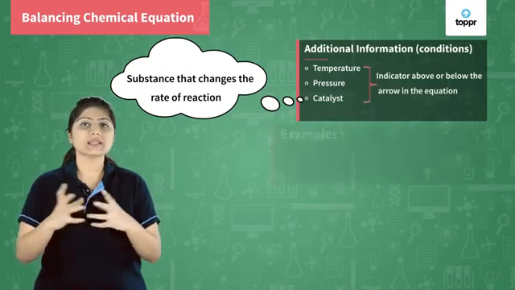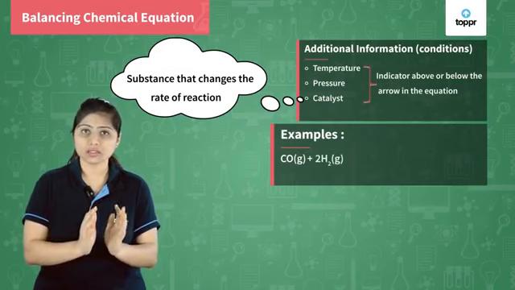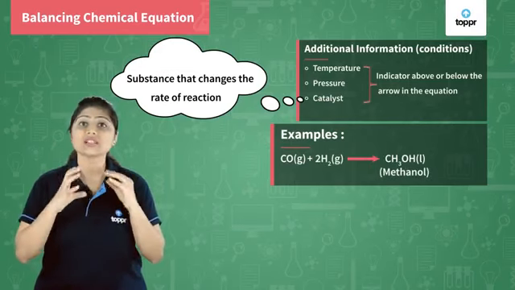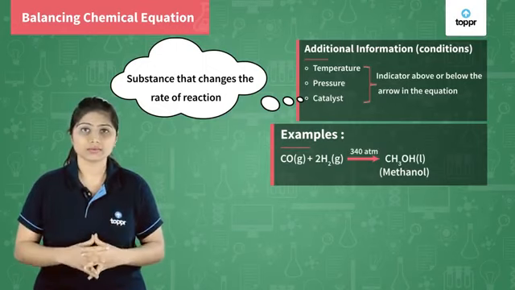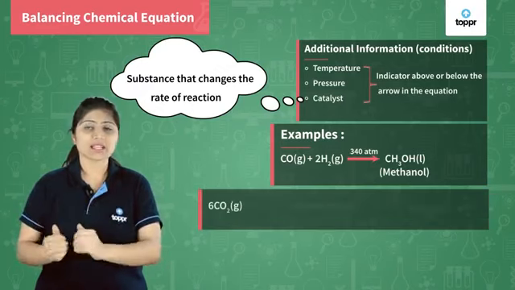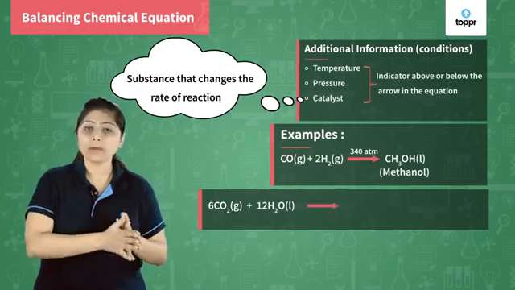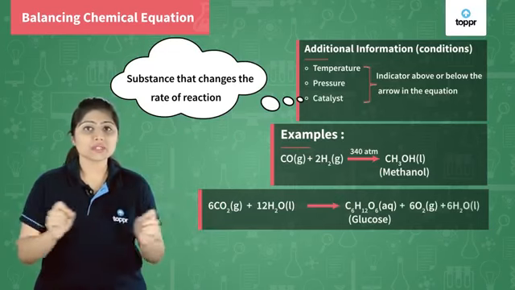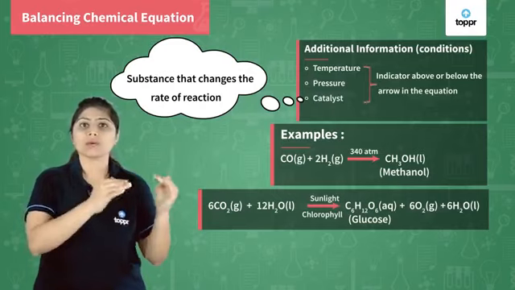Okay, now let's take some examples. Carbon monoxide reacts with hydrogen and forms methanol. Now in this reaction, pressure is required, 340 atm, so it is written above the arrow. Similarly, during photosynthesis, carbon dioxide and water are absorbed by plants and they form glucose and oxygen. Now in this process, sunlight and chlorophyll are essential, so they are written above and below the arrow.